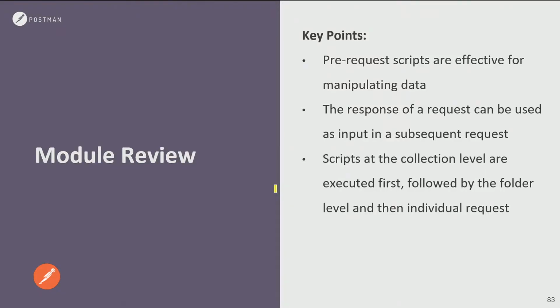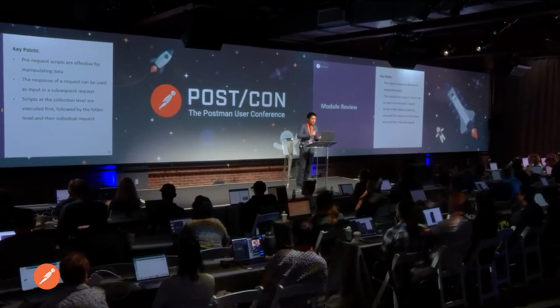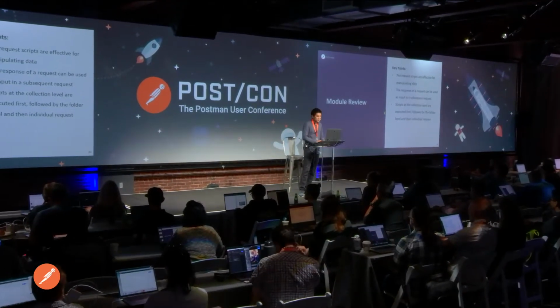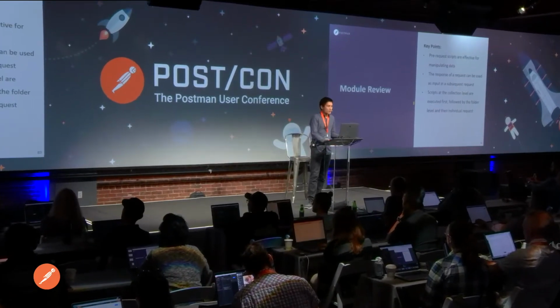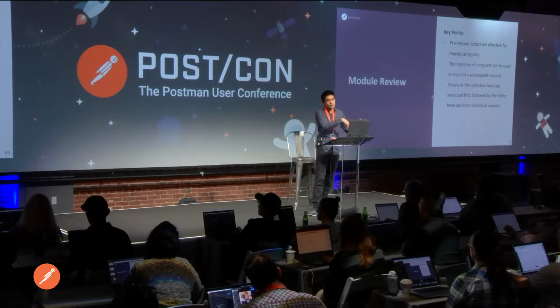So we've looked at pre-request scripts for manipulating data, and we've seen how we can put the result of a request as input in a subsequent request. We did that with the booking ID and with our auth token. And we talked a little bit about the script execution level as well, how the collection level scripts run first, followed by the folder level, and then the individual request.